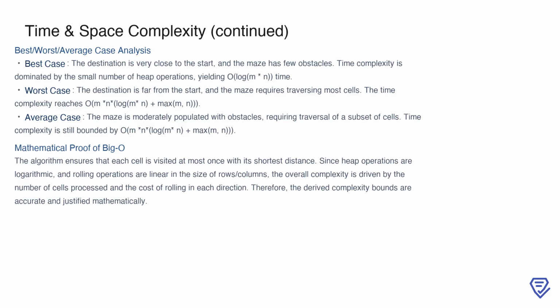Each cell is visited at most once with its shortest distance, and the combined logarithmic cost of heap operations and linear cost of rolling align with the derived complexity bounds. This ensures the analysis is both mathematically accurate and reflective of real-world performance.